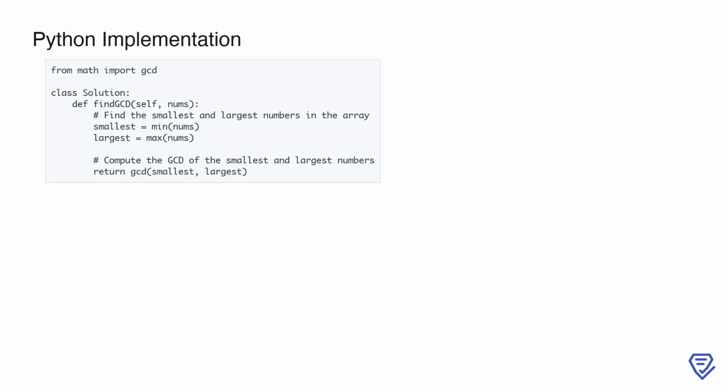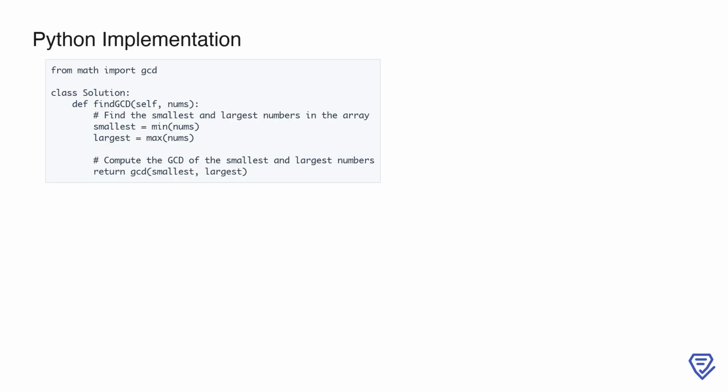The function findGCD takes an input list nums and calculates the greatest common divisor, GCD, of the smallest and largest numbers in the array. 1. Importing GCD: we import the GCD function from Python's built-in math module. The GCD function efficiently calculates the greatest common divisor of two integers using the Euclidean algorithm. 2. Finding the smallest and largest numbers: the min and max functions are used to find the smallest and largest elements in the array nums.